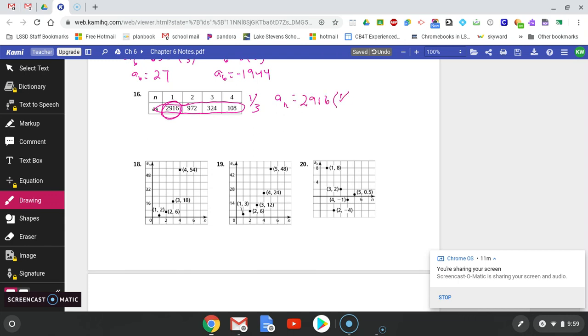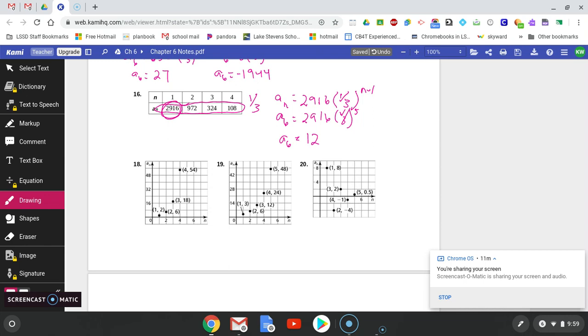times my multiplication pattern to the n minus 1 power. And I'm looking for the sixth term, so that means I'm looking for a sub 6. So 2,916 times 1/3, and then the exponent is 6 minus 1, which is 5. And it's not always going to be the sixth term we're looking for. It just happens to be that for this one. So I need to do my 1/3 to the fifth power first, and then take that answer times 2,916. And when I do that, I get the sixth term is 12.